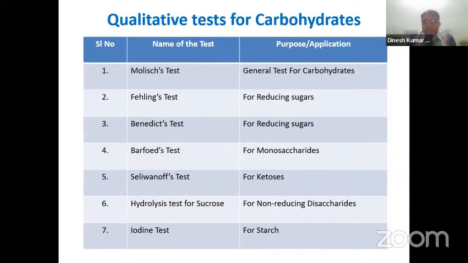So now coming to the tests, there are different tests which can be performed, like a Molisch test. It is a general test for carbohydrate, and this is to be done to check whether the sample that we have is a carbohydrate or not. It can be plain water, or any protein solution can be there. So it is a first test to confirm that the sample is a carbohydrate. Then we can perform the test of fat.